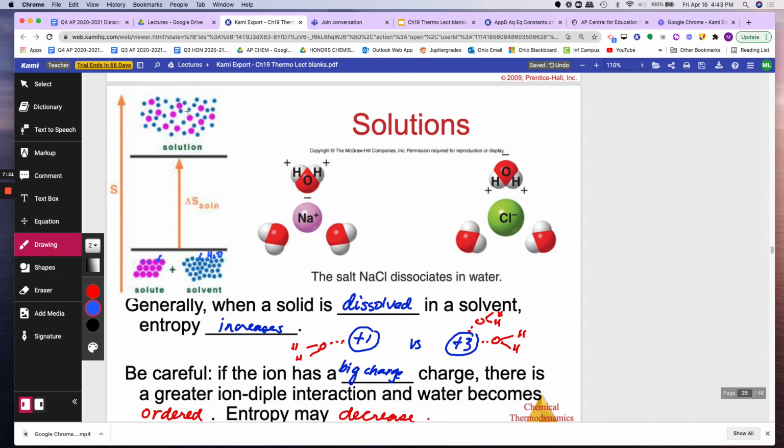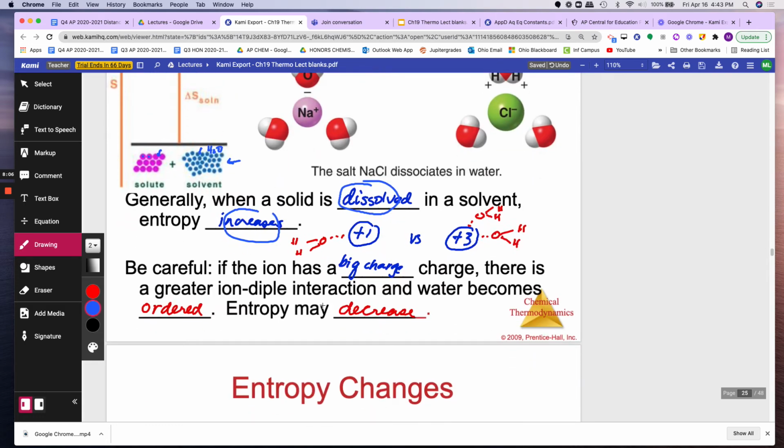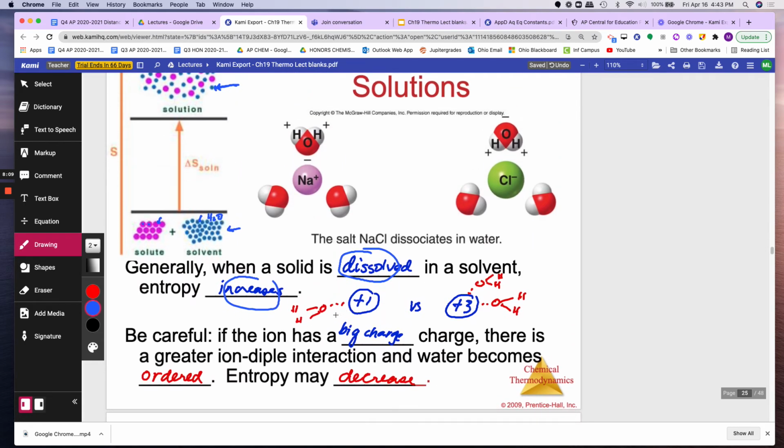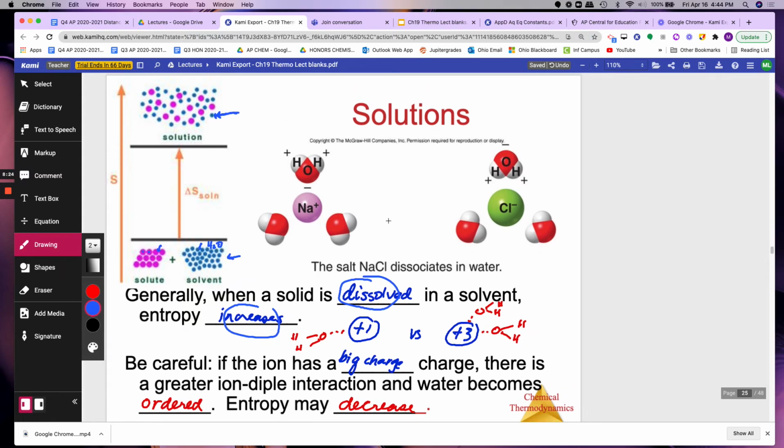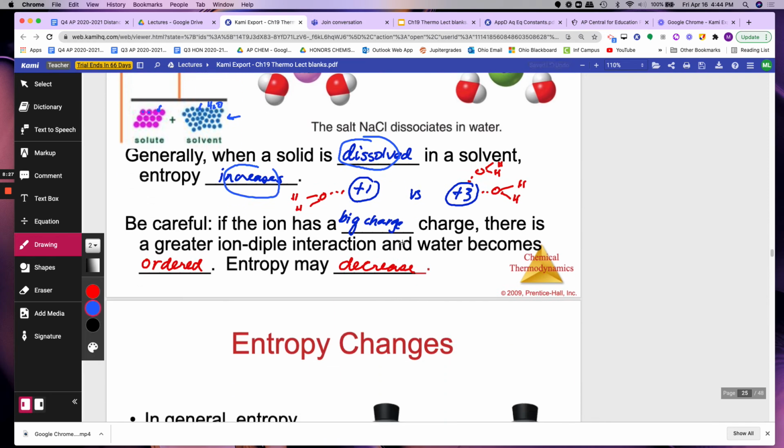Once you dissolve it, it's becoming more chaotic. So when you turn something into solution, when you're dissolving something, the entropy will go up because it's very ordered over here and it's more chaotic over here. Just be careful, because sometimes if the charge is +3 versus +1, the solvation, or the amount of water around this, could become very ordered and the entropy may decrease. So you have some exceptions as well, but mainly if you dissolve something, the entropy goes up.